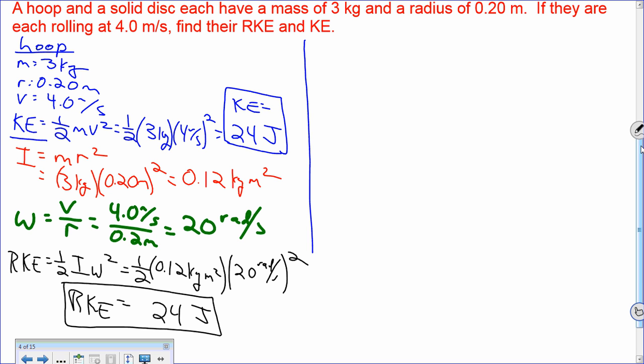All right. Let's repeat the process now for the disk. All right. So I'm going to go over here. We're going to kind of repeat the same calculations.